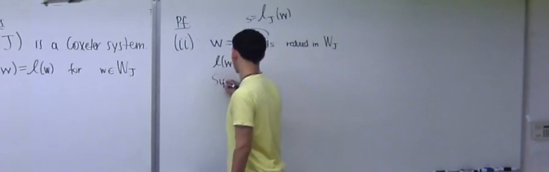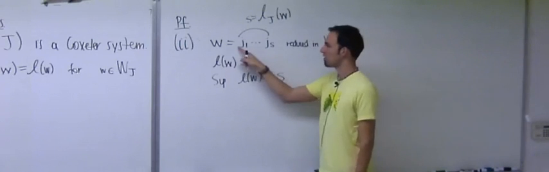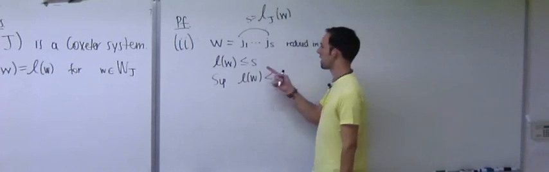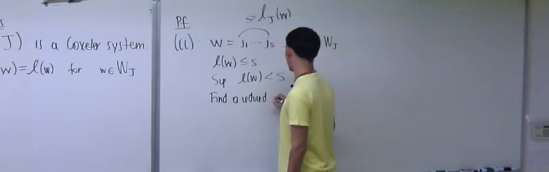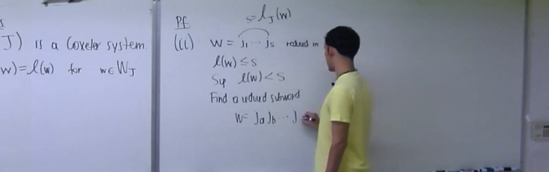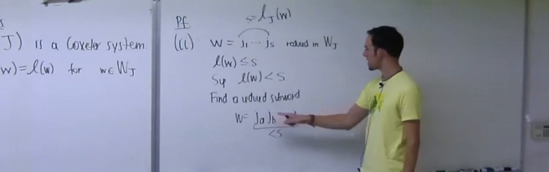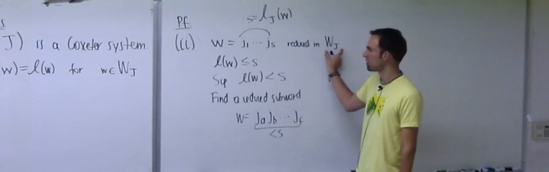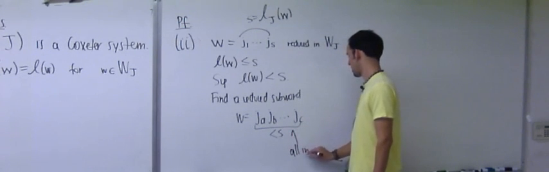So let's suppose that the length of W is smaller than s. What that means is that here I have a word for W that is not reduced. And so I can reduce it by eliminating. I can find a reduced subword, W equals j something, j something, j something, where this is less than s. But these are all in J. These are all in Wj. And this means that this is also a word for W in the Coxeter group Wj, which contradicts that this one was the shortest one. So all in J, and so this is a contradiction.